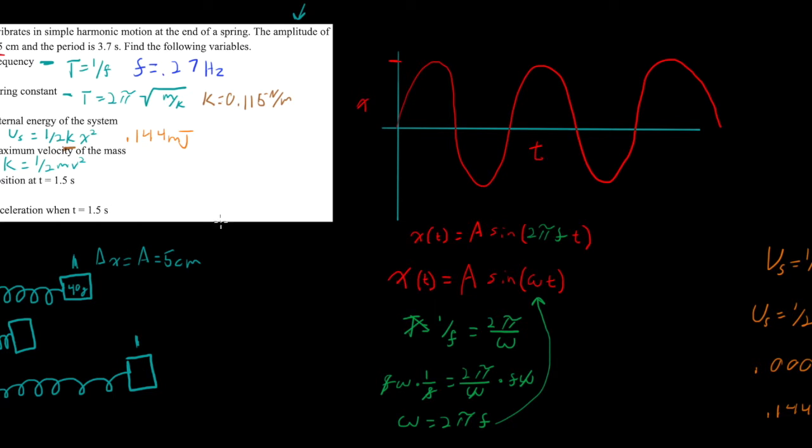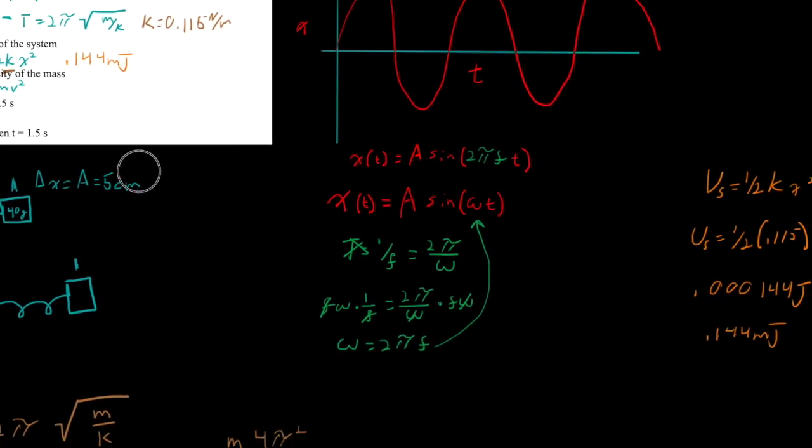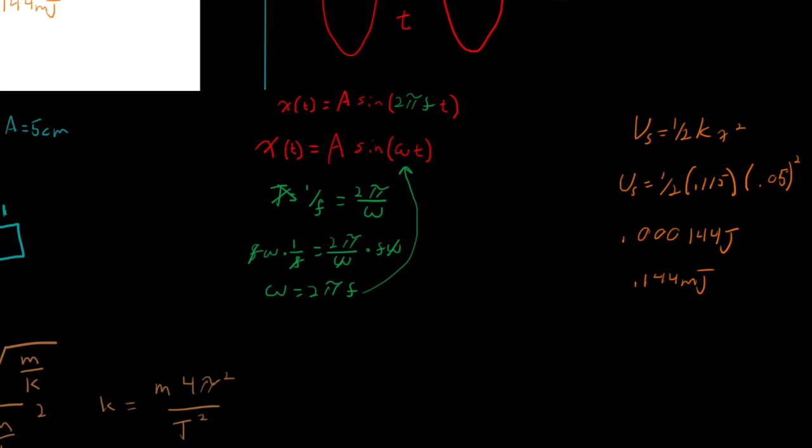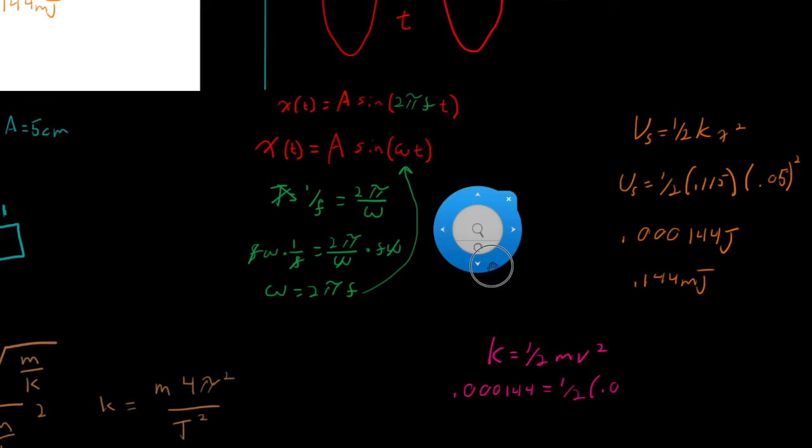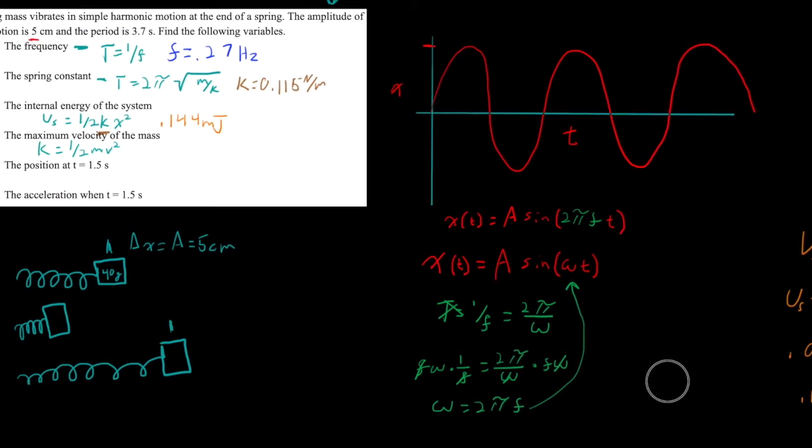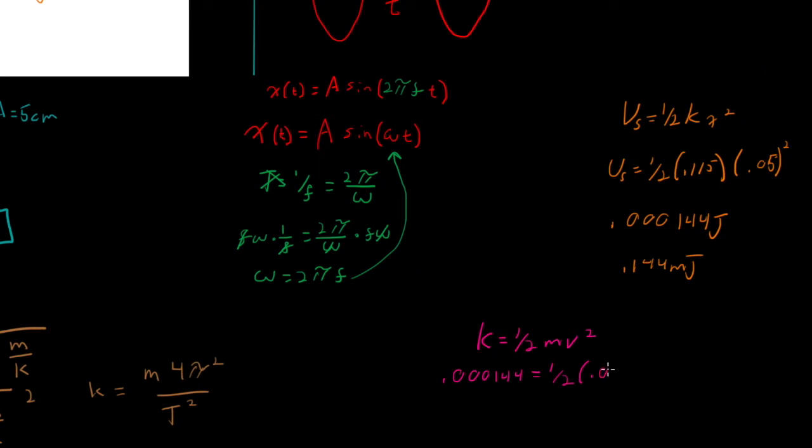And then I want to know the maximum velocity of the mass. So let's go ahead and solve that as well. So it's going to be K being equal to 1/2 m v squared. This K, that's kinetic energy, will be 0.000144 equal to 1/2 of, and my mass is, what was it, 40 grams, so 0.04, v squared.